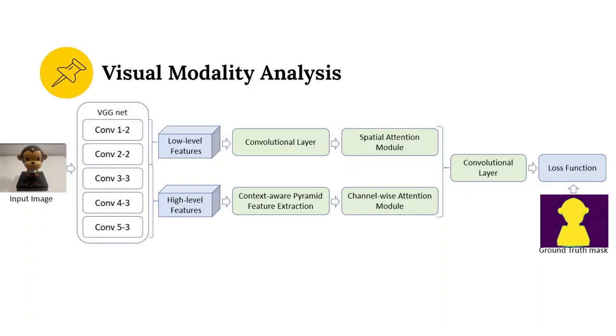In addition to extracting events from the audio signal, we also analyze visual saliency using a CNN model. We build the model according to VGG. We added a spatial attention module and a channel-wise attention module for low-level and high-level features, respectively. This helps identify the location and size of the corresponding event to activate spatially relevant actuators.